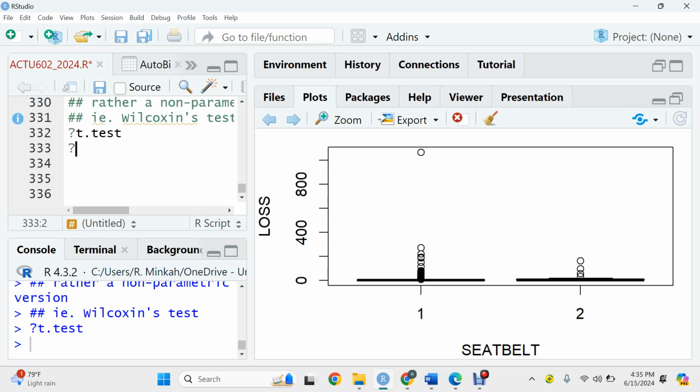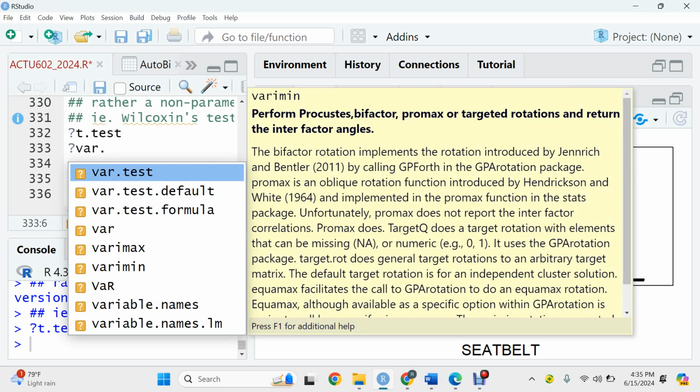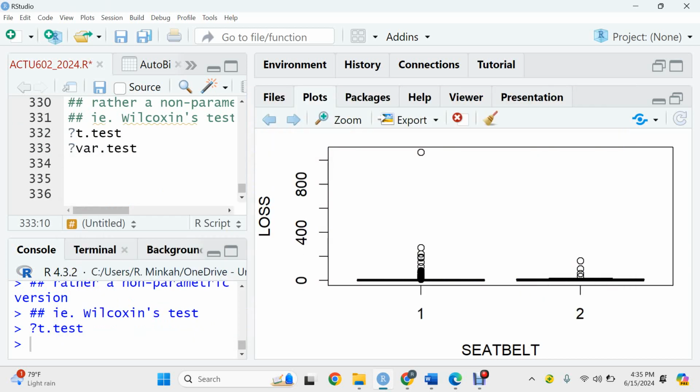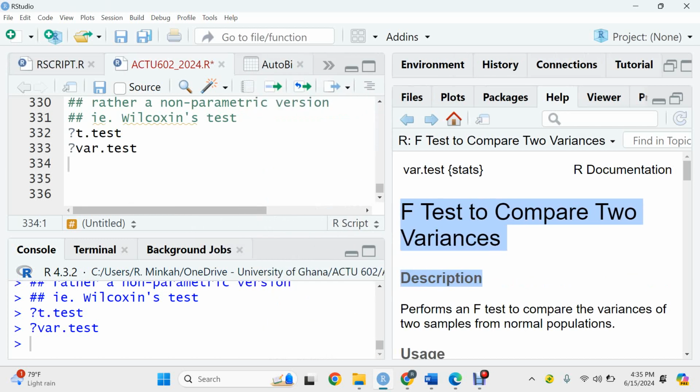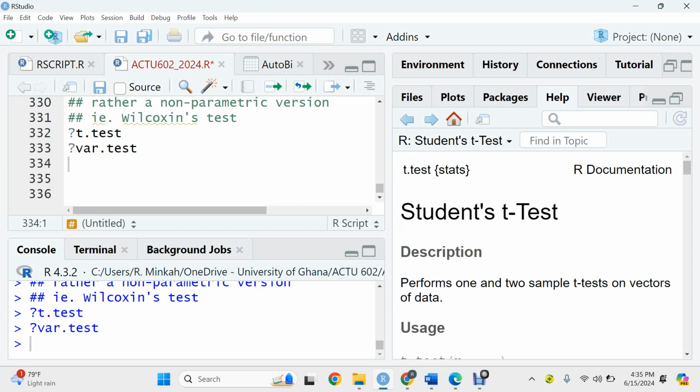The test is called var.test. So this is like the F test we used to do in the undergraduate session. So var.test is what? An F test to compare two variances. So when you test, and it is equal, you put equal. When it is not equal, you put not equal. So that's it with these tests, the T test.